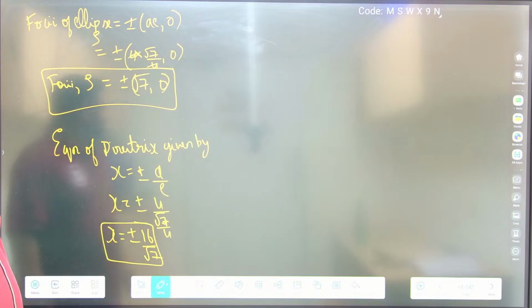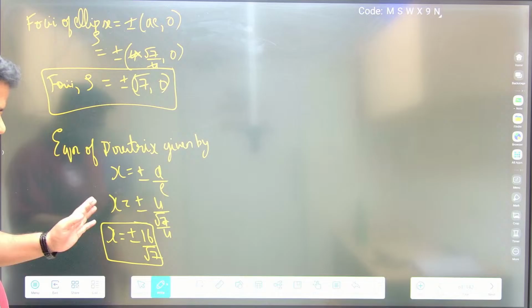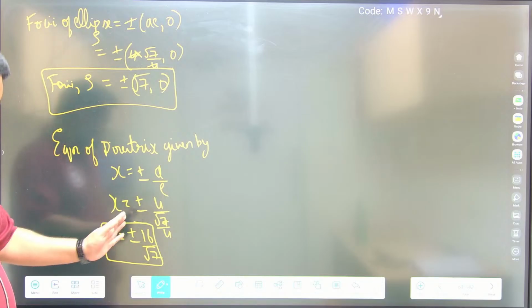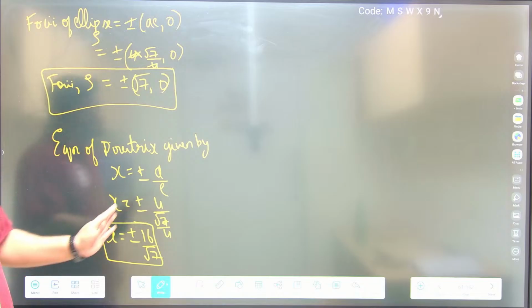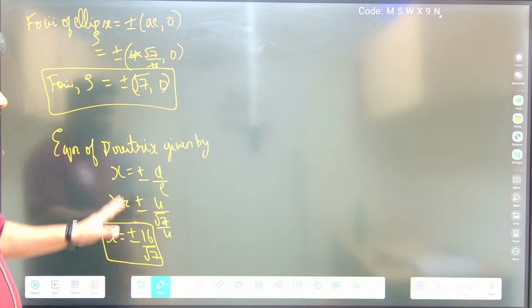That will be the equation of the directrix. Or I can bring it to this side: x is equal to plus or minus 16 by root 7. I can bring it to LHS, and it will become x plus or minus 16 by root 7 is equal to 0. That also you can write, or you can leave it like this.